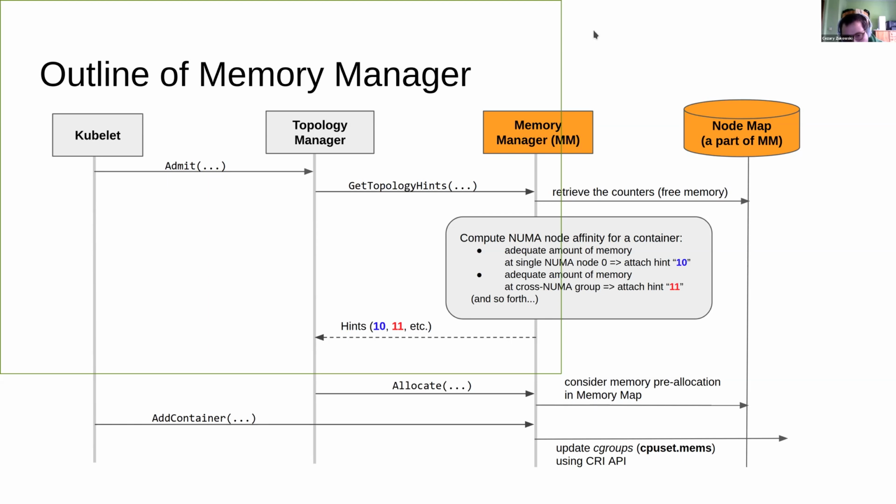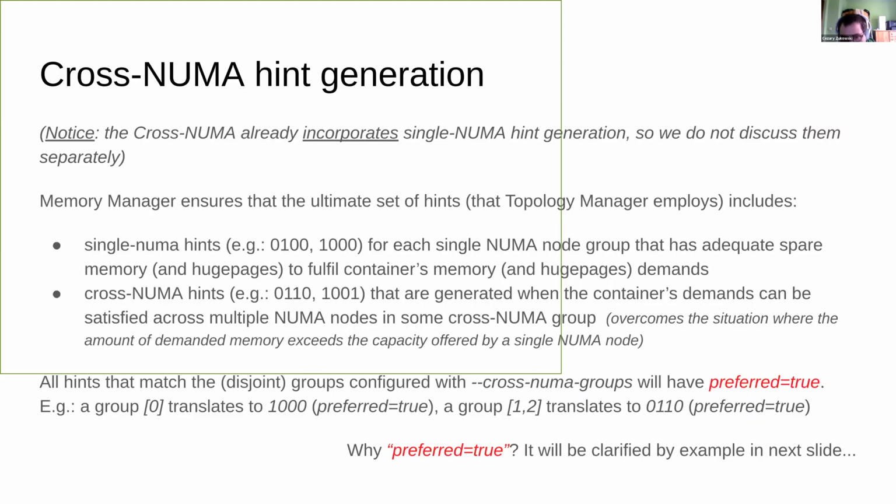So resources will be pre-reserved and then the container deployed. This results in memory manager updating cgroups and cpuset.mems using the CRI API. Okay, I think we can switch to the next slide.